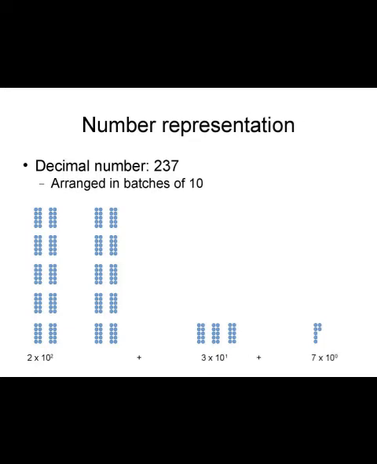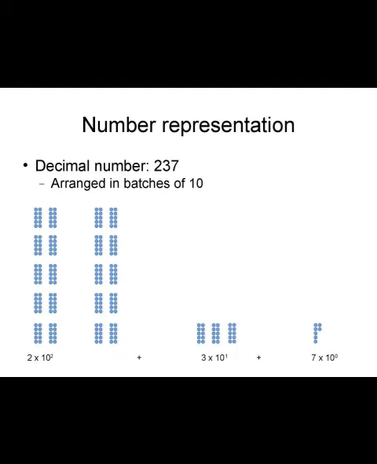It can be rewritten as a mathematical formula: 2 times 10 to the power of 2 plus 3 times 10 to the power of 1 plus 7 times 10 to the power of 0. We arrange items into batches of 10 because biologically we have 10 fingers. That's how we count. We use our 10 fingers to count, so our brain is trained to calculate numbers in batches of 10 because of this biological limitation. We call this representation of numbers in batches of 10 a number system with a base of 10.